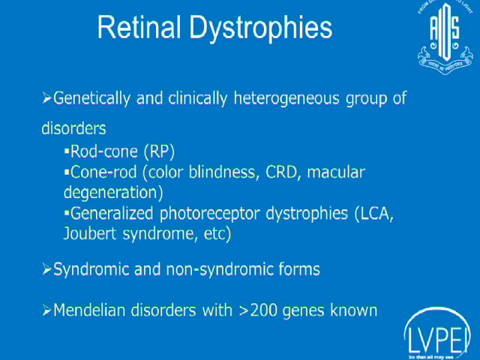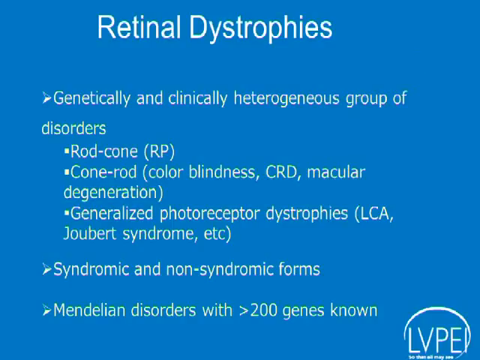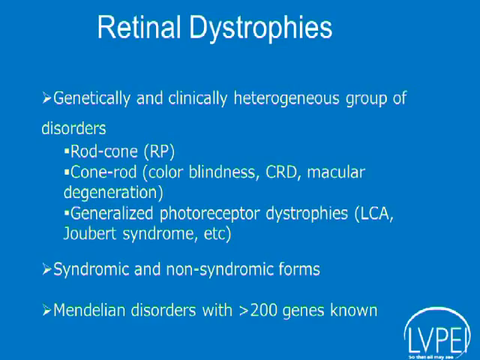I think people have talked about retinal dystrophy, so I'm not going to go too much into this, but it is an extremely heterogeneous group of disorders, and you have rod-cone type and cone-rod type. Examples include color blindness and macular degeneration. You have what are called generalized photoreceptor dystrophies, examples of which are Leber congenital amaurosis, Stargardt, etc. You have syndromic and non-syndromic forms, and they are Mendelian disorders with over 200 genes known so far.